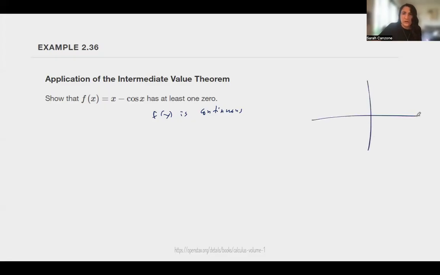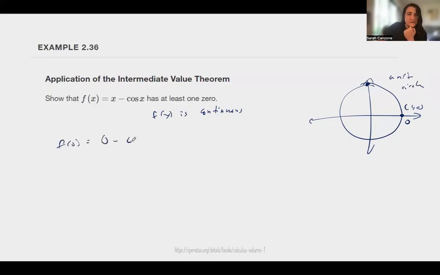So I'll draw a little unit circle. All right, so again, cosine are your x values. So we need a cosine where if you do x minus cosine of x, you get positive and you get negative. My first suggestion is try 0. 0 is a pretty easy number to work with. 0 is right here. The coordinate on this unit circle is 1, 0. So f at 0 is 0 minus cosine of 0, which is negative. Cosine of 0 is 1, negative 1. So now we know f of 0 is negative 1.